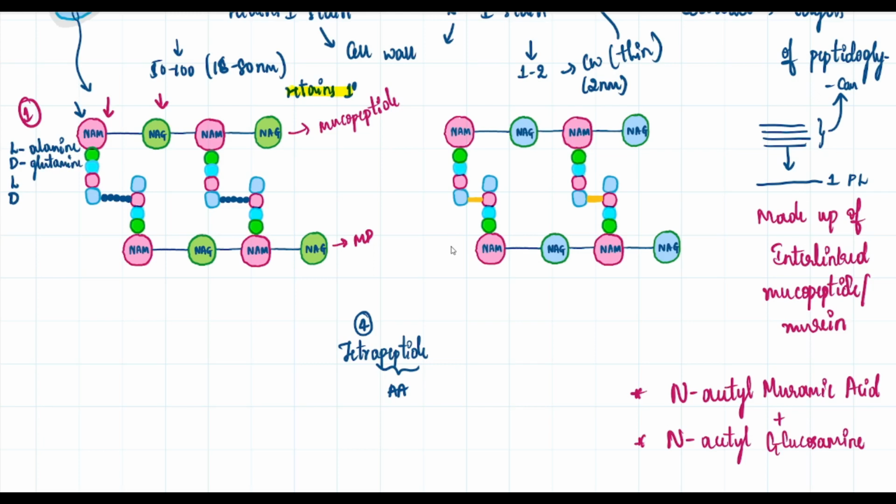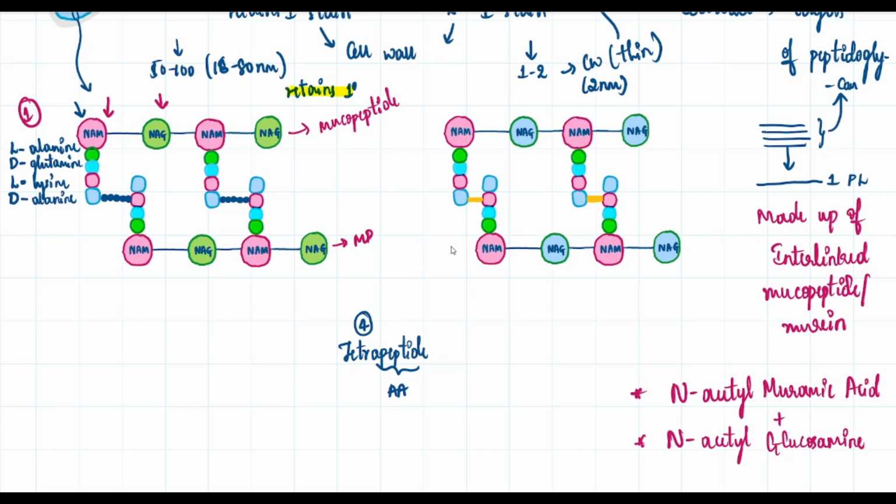Baby blue one, L-lysine. Pink one, and finally, D-alanine. First, I will discuss gram-positive bacteria and then I will go to gram-negative bacteria. So, this is the tetrapeptide, which is formed by these 4 amino acids, right?